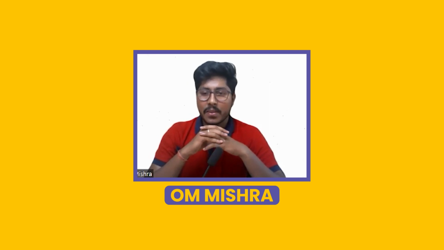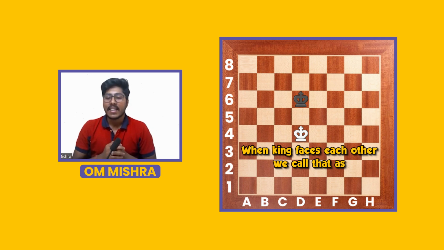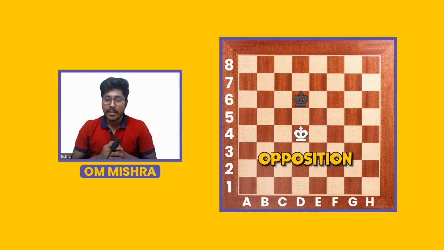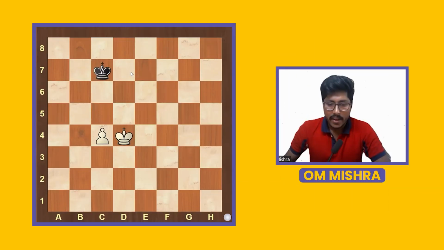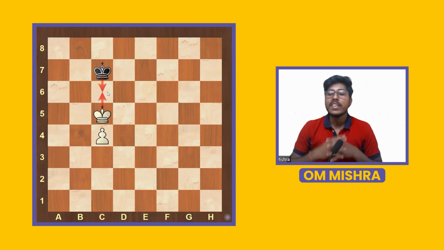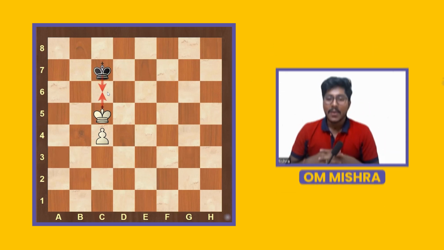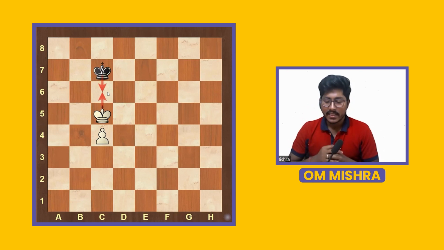So what is the opposition? First let us know. When the kings face each other, we call that an opposition. That means they are opposite to each other. In this particular condition that you see here, if I drag this king to here, it is directly taking an opposition to the other king. And the one who has the opposition always stays at an advantage. Why? Let us see here in this condition.